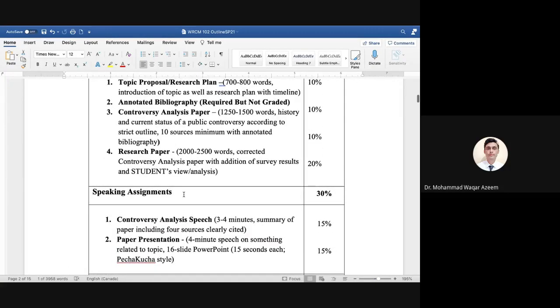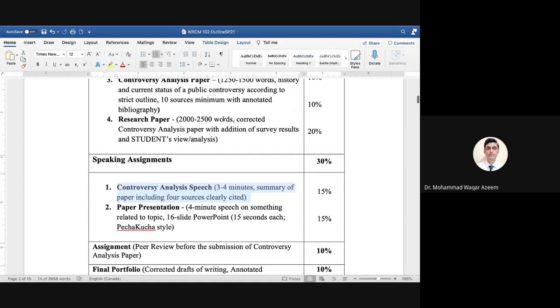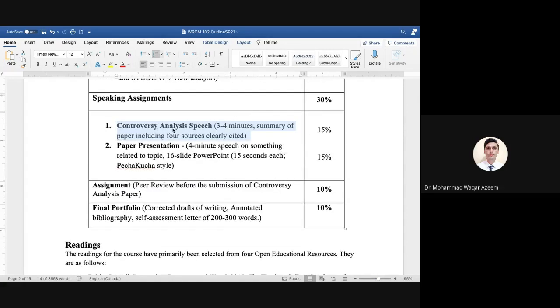So we are switching to the other section of the course, which is speaking assignments. We will do this first activity, right? And then we will move back to the writing assignments. This first activity is controversy analysis speech. Its duration is 3 to 4 minutes.